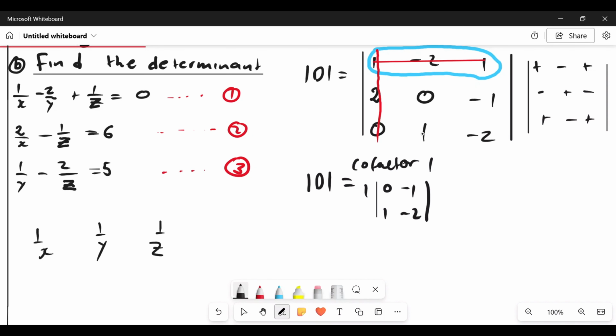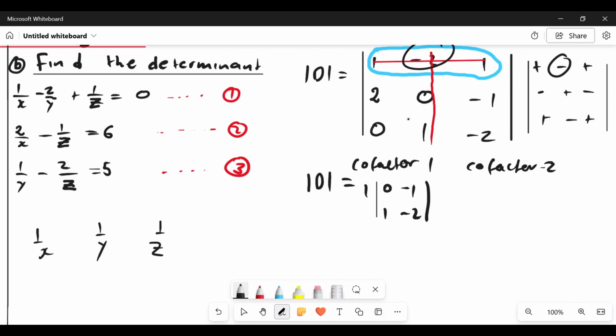Now that you're done here, we move to the next one where we can say cofactor -2. Remember, we are moving with the row, guys. So we're going to cancel the column and the row where -2 is. All right, let's continue. When you look at the sign here, this is going to be negative.